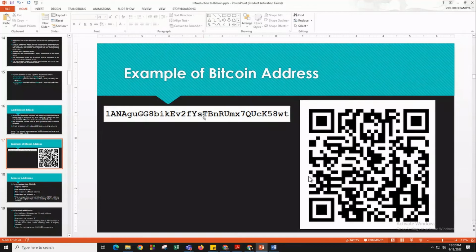Otherwise we can directly scan our QR code. So if you scan this QR code, you will get this address in a URL. So if you want to try that, you can do that also. Okay, so that is why I have kept the QR as well as the URL.